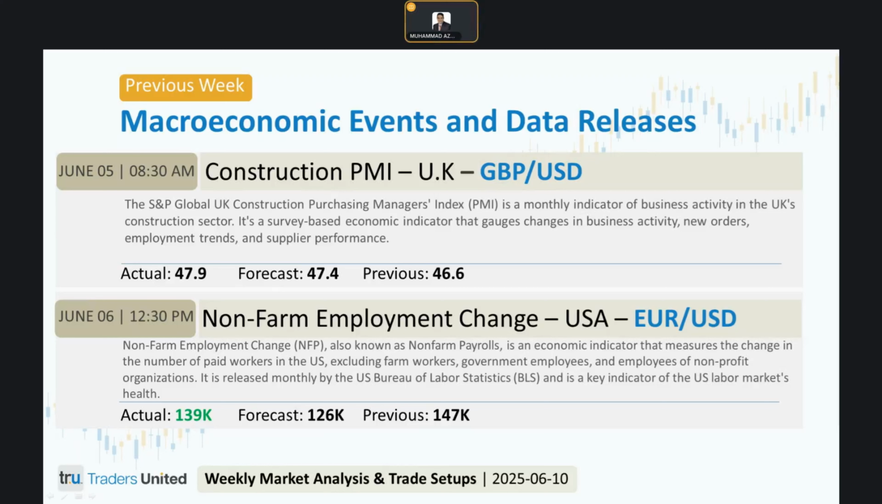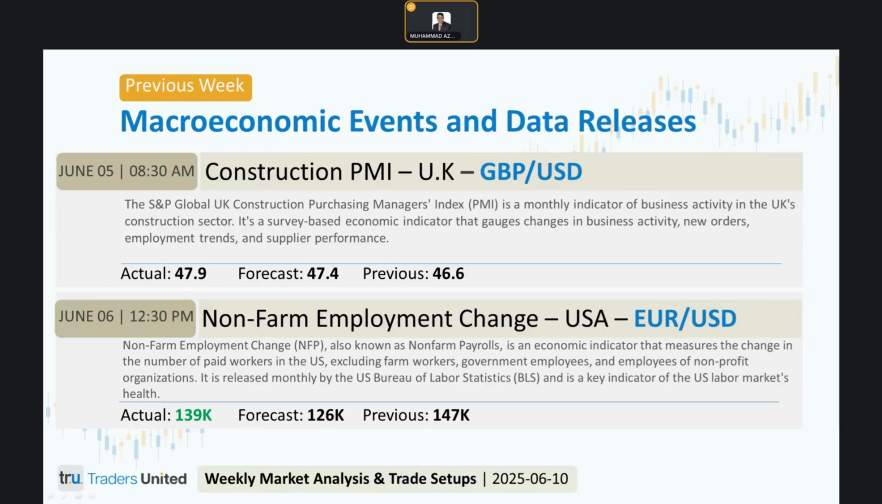Now, if the PMI beats the expectations, like say the expectation was 47.4, and we get higher than that, then obviously it supports the GBPUSD, and particularly if it adds to the narrative that the UK economy is stabilizing. So obviously we got the number at 47.9. So this means a move closer to the 50 mark may also reduce recession concerns and soften dovish expectations from the Bank of England.